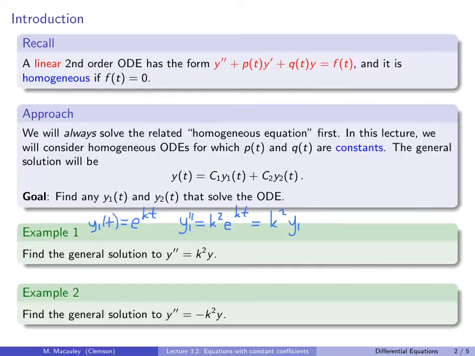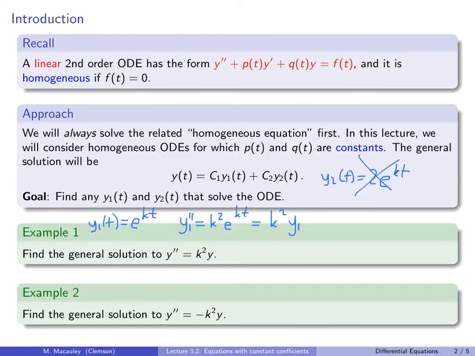What else would work? How about a y2? Now it's tempting to say something like, well, what about y2 of t to be 2e to the kt? But we're not going to count that as being different. We actually need two different functions, y1 and y2, for this to work, because we have a two-parameter family of solutions. And this function is already in the family of solutions c1 y1, because it's 2 times y1. So we're not going to let this count for our second solution.